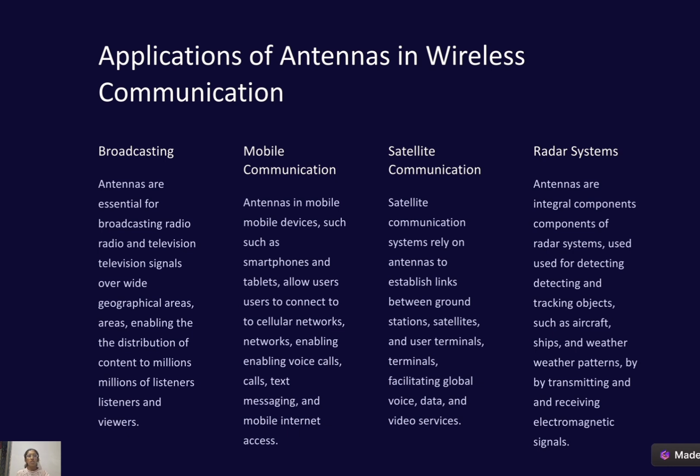And satellite communication: satellite communication systems rely on antennas to establish a link between ground stations, satellites, and user terminals, facilitating global data and video services. And radar systems: antennas are integral components of a radar system, used for detecting and tracking objects such as aircraft, ships, and weather patterns by transmitting and receiving electromagnetic signals.